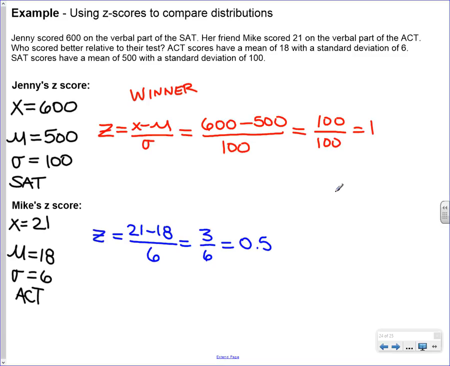Now let's look at using z-scores to compare distributions. Jenny scored 600 on the verbal part of the SAT. Her friend Mike scored 21 on the verbal part of the ACT. Who scored better relative to their test?